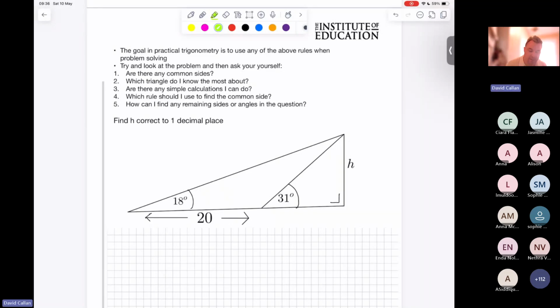So the goal in your practical trigonometry is to use any of the above rules. Just to remind you: Pythagoras, SOHCAHTOA, area, sine rule, cosine rule. It's just the 5. To help with your problem solving, try to look at the problem and ask yourself, are there any common sides? For example, if you can see two small triangles, do they have a side in common? I'm going to highlight that in yellow. Are there any common sides? Yes, indeed, I see a common side here.